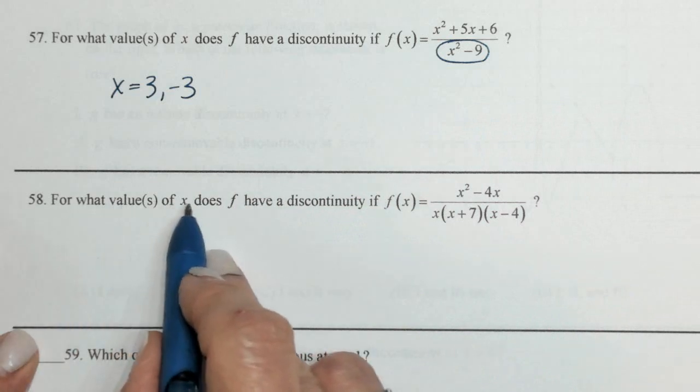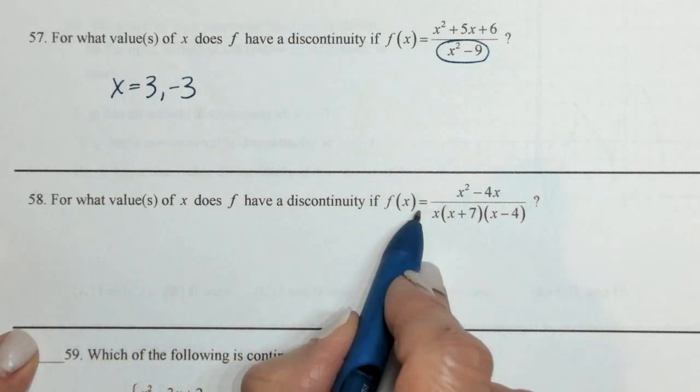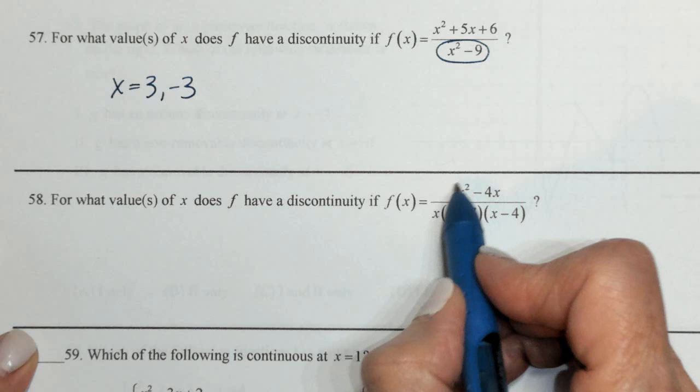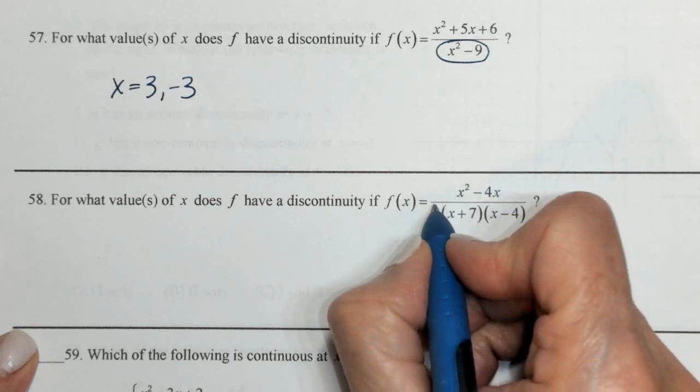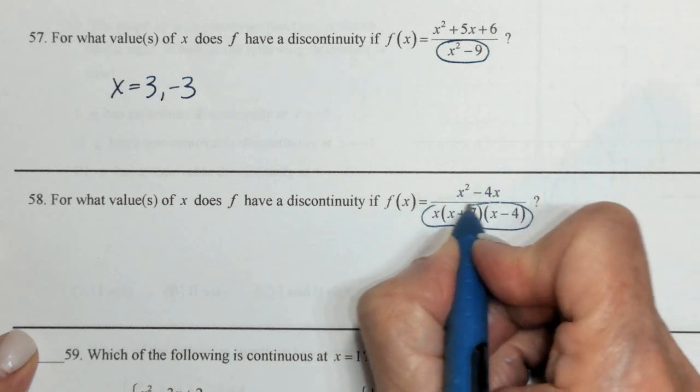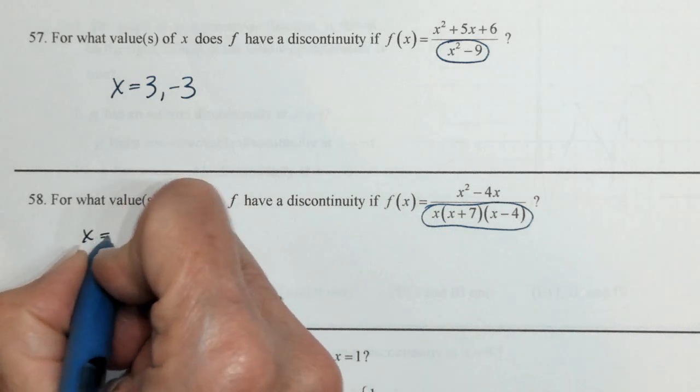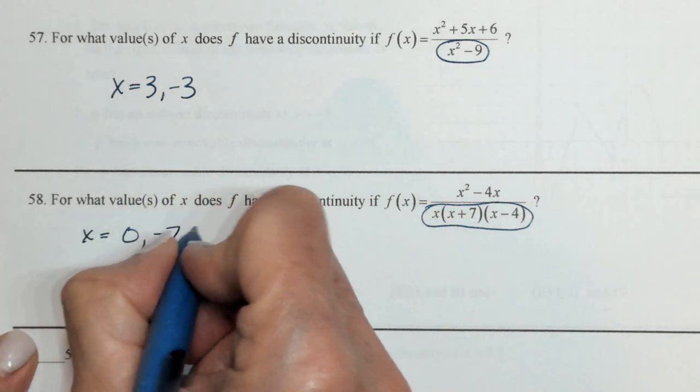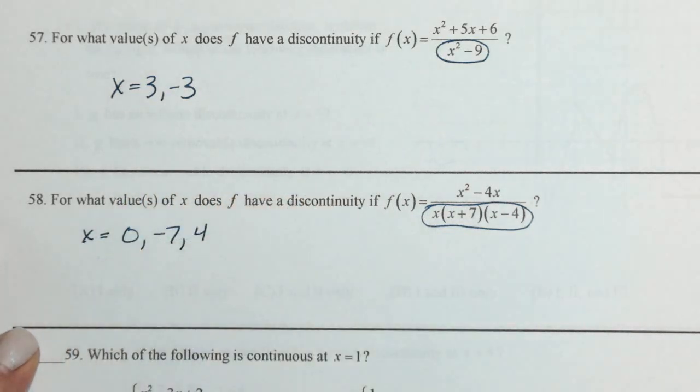For what value of x does f have a discontinuity if f is this function? Once again, numerator does not matter. The discontinuities come from the denominator. The values of x are 0, negative 7, and 4. Those are the values that make the denominator 0.